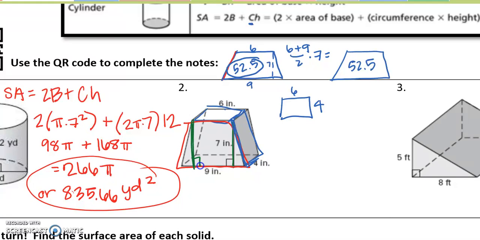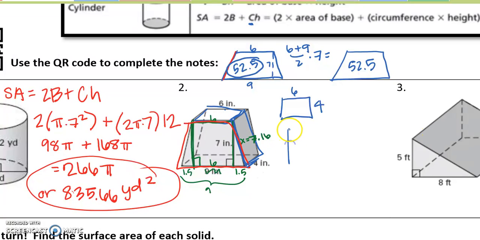Assuming this is an isosceles trapezoid, we know the top length of the base is 6, so the bottom would be 6. If the whole thing is 9, that's 3 left over, so I get 1.5 on each side to give a total of 9. Okay, so I'm using the Pythagorean theorem. I'm going to find this length by doing 7 squared plus 1.5 squared and square rooting.